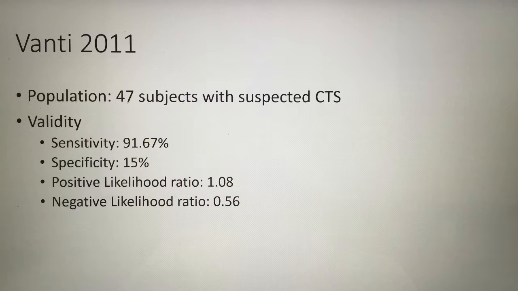In the last article by Vanti 2011, the population studied included 47 subjects with suspected carpal tunnel syndrome. There was a high specificity and a low sensitivity, similar to the Weiner article. The positive likelihood ratio of 1.08 also demonstrates a rarely important degree of probability that a positive ULTT is actually indicative of CTS. The negative likelihood ratio of 0.56 demonstrates a rarely important degree of probability that a negative test will indicate that the subject does not have CTS, also similar to the Weiner article.